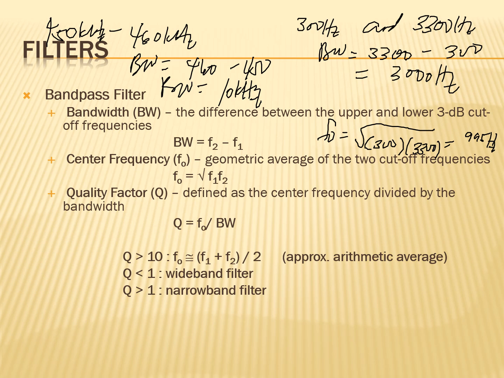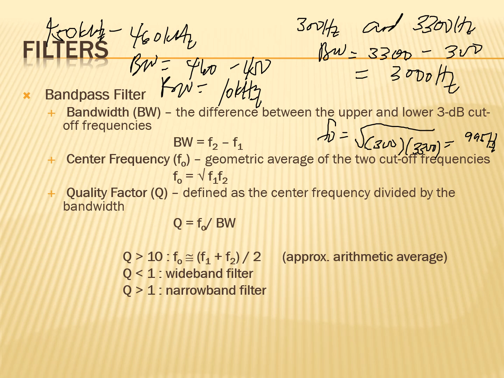So that means to avoid interference between different phone conversations, your bandpass filter must have responses that approach the brick wall response with a bandwidth equivalent to 3,000 Hz and a center frequency equivalent to 995 Hz. Okay, so next, we have our quality factor, or Q. This is defined as the center frequency divided by your bandwidth.